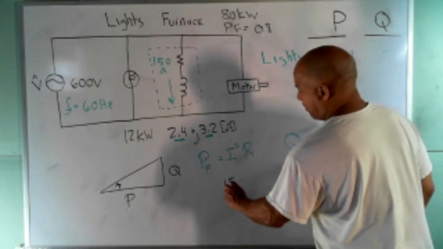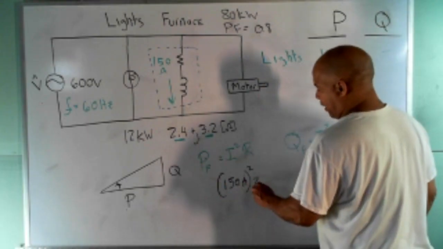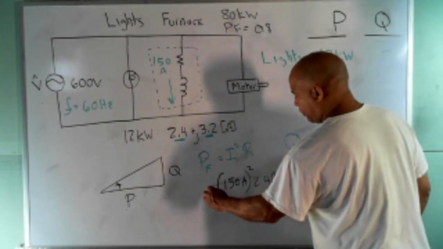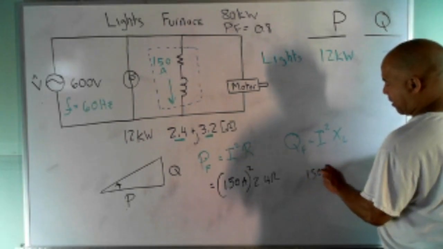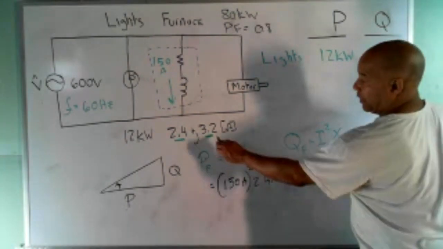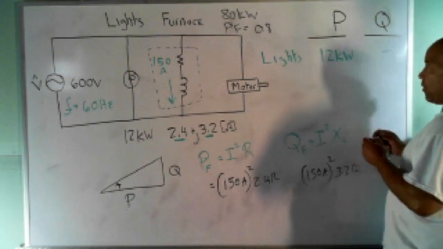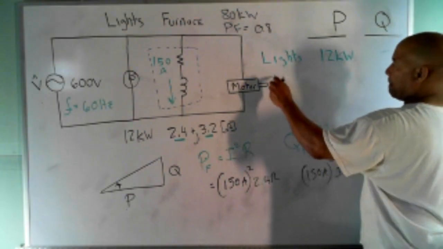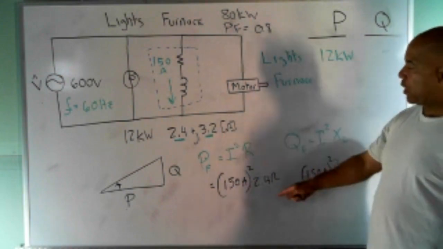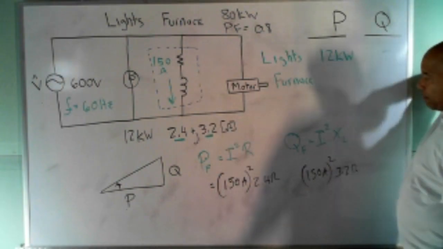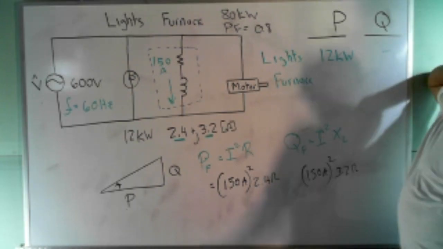So that's an easy calculation to get because they gave us the current. So I got 150 squared. The value of R is 2.4 ohms. And here I got 150 squared, and they gave me the X part of that is 3.2 ohms. So for the furnace, what is I squared R? How many watts is that? Give it to me in kilowatts.